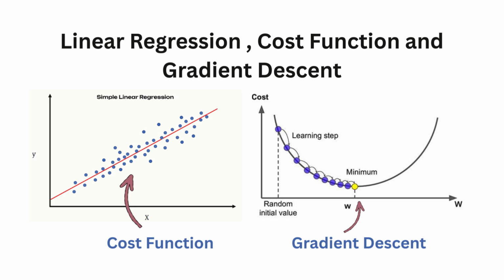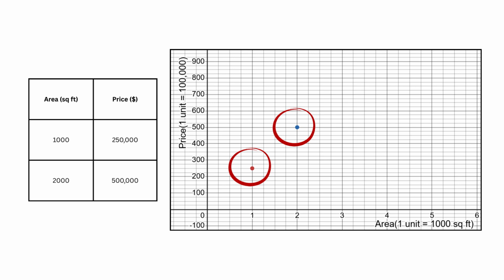Hi everyone, today we are going to dive deep into the foundations of machine learning: linear regression, cost functions, and gradient descent. Imagine you are a real estate agent trying to predict house prices based on square footage. On the screen, you see our data. A 1,000 square feet house costs $250,000 and a 2,000 square feet house costs $500,000. But what happens when a client asks for the price of a 3,000 square feet house, or maybe 1,500 square feet? This is where linear regression comes in.